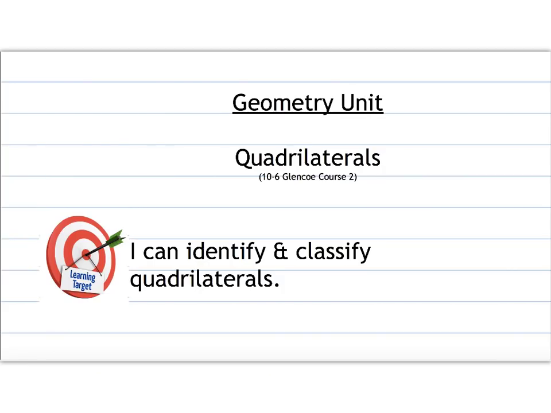Next learning target, this goes with 10-6. It's classifying and identifying quadrilaterals. Now, so very similar to triangles, we're going to find missing measures and we're going to name them. So you're going to have to pause on the next slide and take some notes and then find some measures.